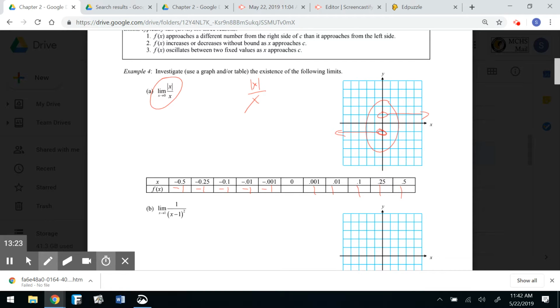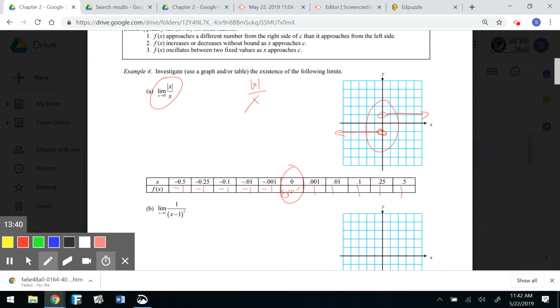Well, you can look at that, and the limit from the left-hand side is -1. The limit from the right-hand side is 1. That is what we call a jump, -1 and 1. That is what we call a jump discontinuity. Okay, right? Because there's an error that happens there.